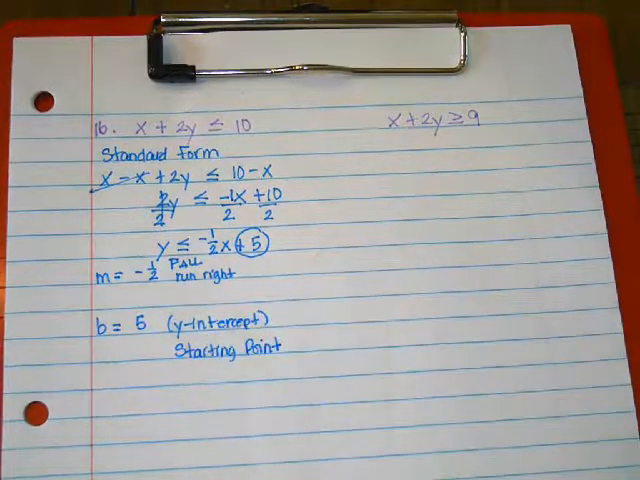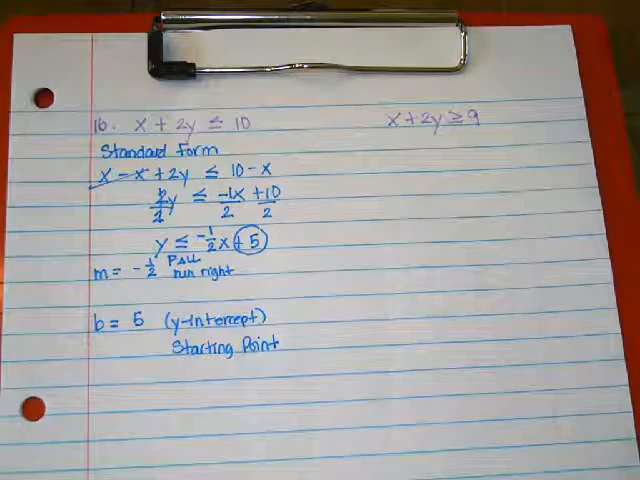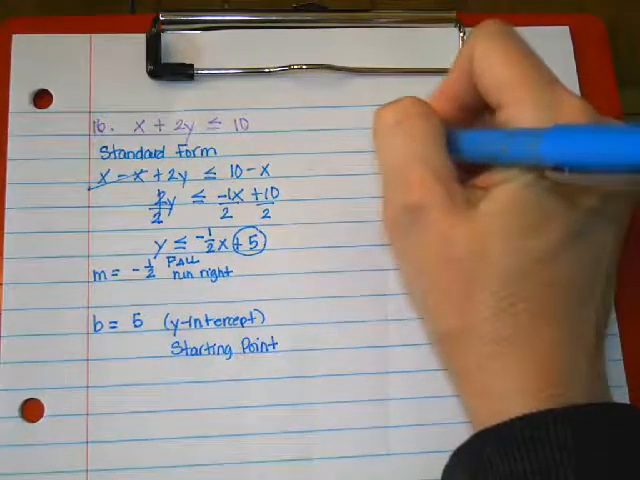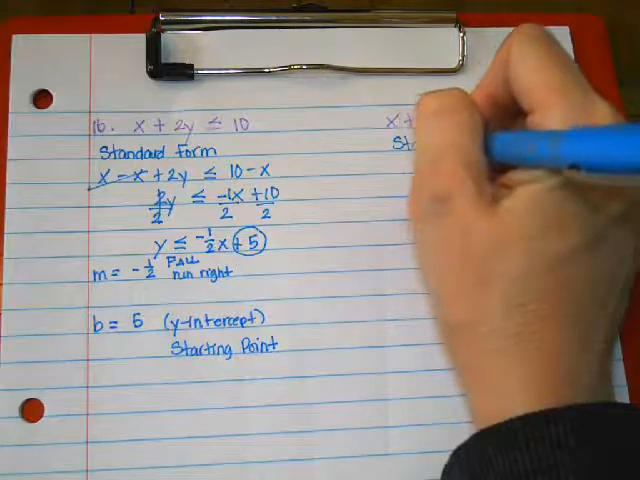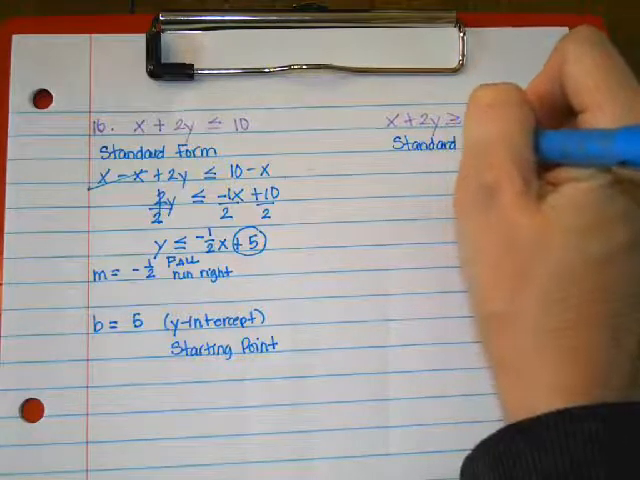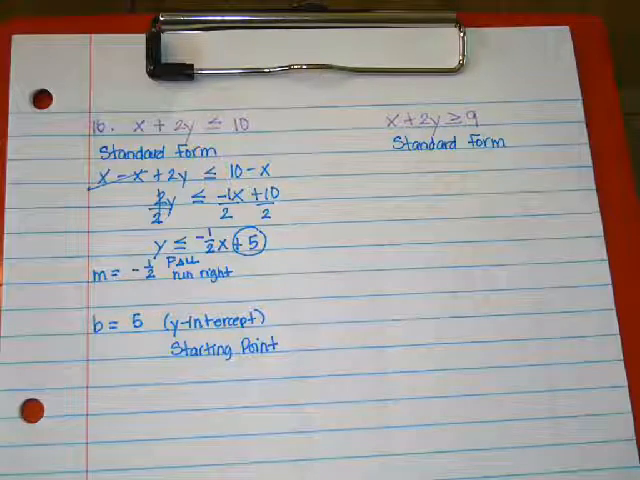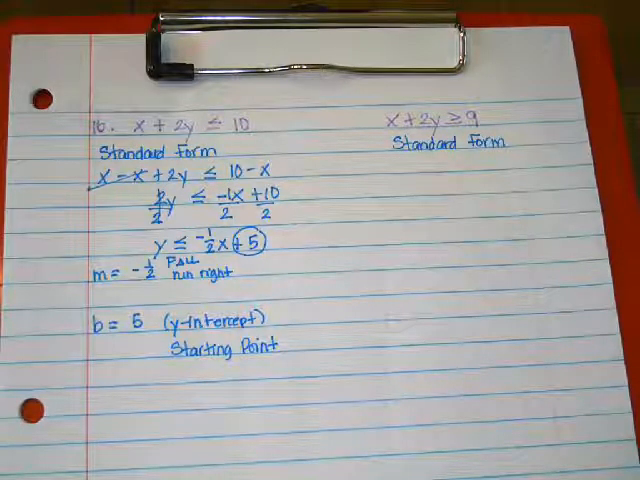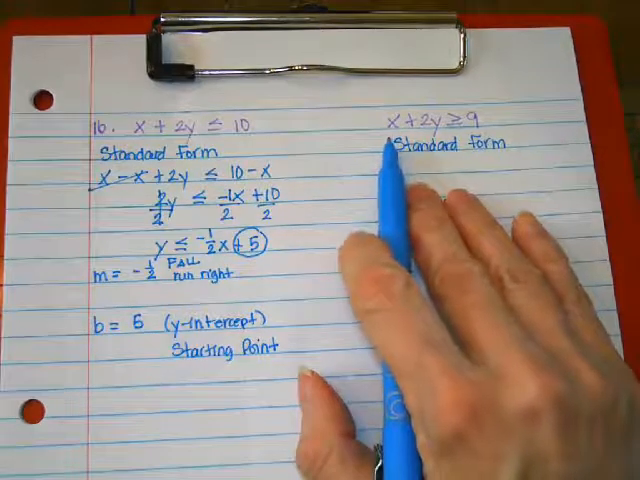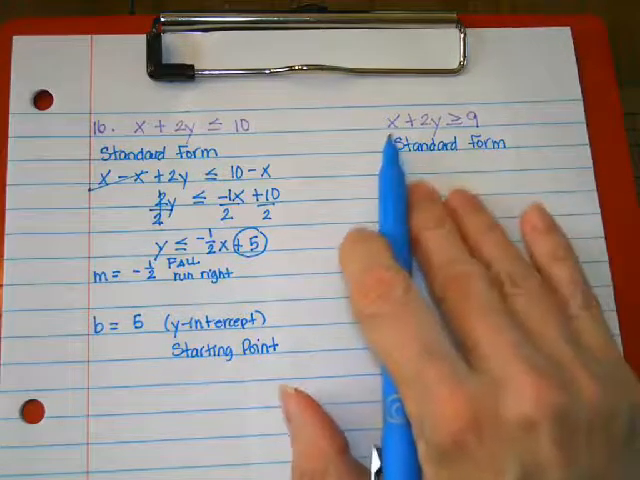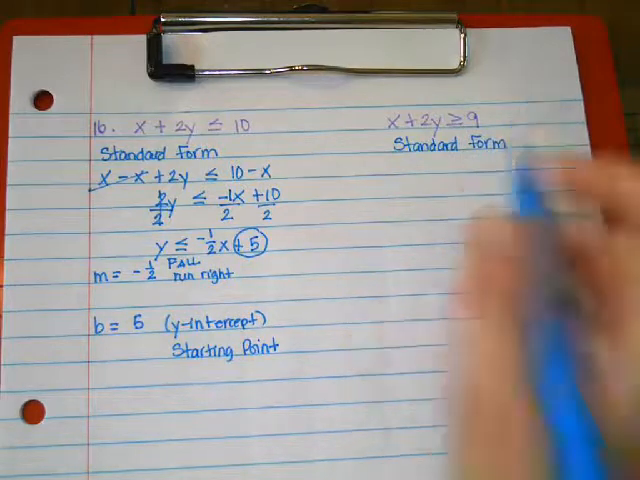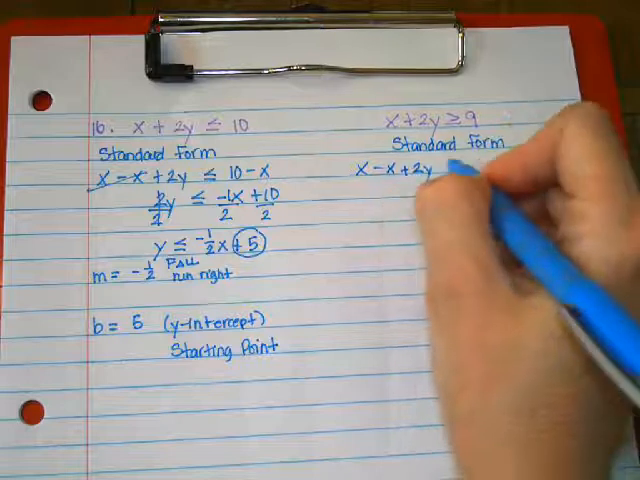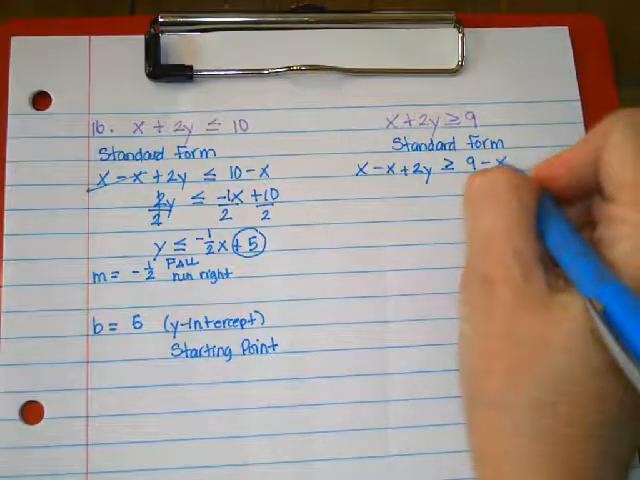All right, Miss Mia, let's look at the second one. Is this in slope-intercept form or standard form? Correct, standard form. All right, how do I get it into slope-intercept form, Miss Mia? That's right, we're going to do the same thing that Ava did. We need to move the x from the left side to the right side by subtracting x on the left and subtracting x on the right. So we got our x, and we're going to subtract x here on the left, and we're going to subtract x here on the right.